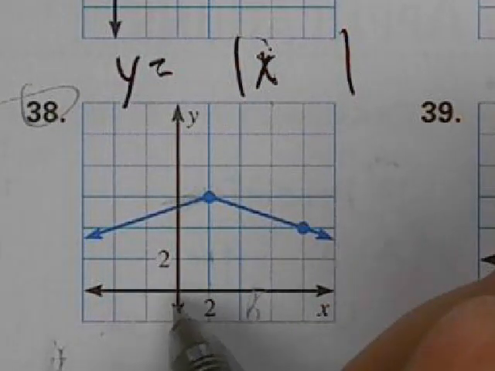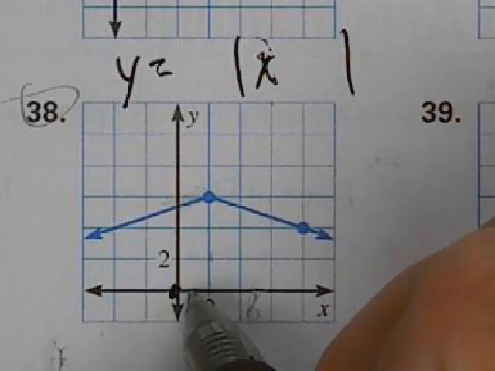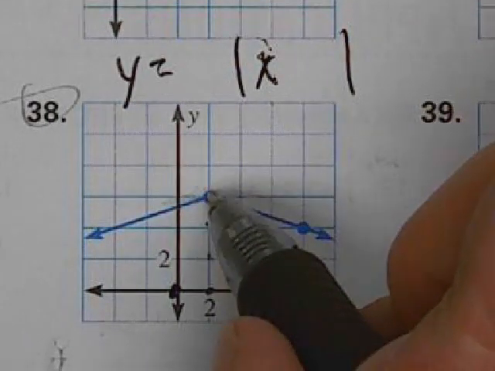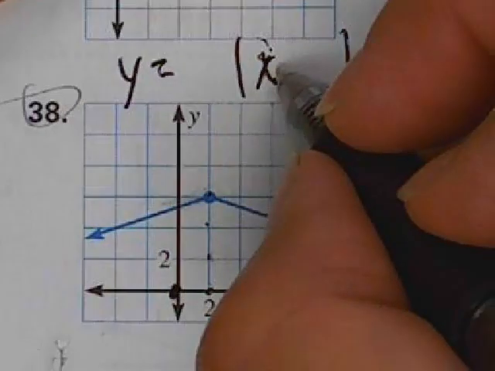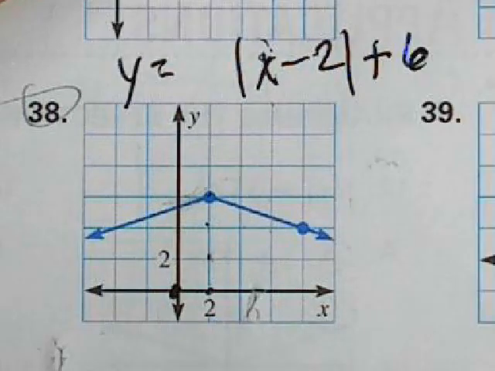Notice this graph's going by 2's. Normally the vertex is here, but this one's been shifted 2 to the right and up 2, 4, 6. So 2 to the right would be -2, and up 6 would be a +6 at the end.